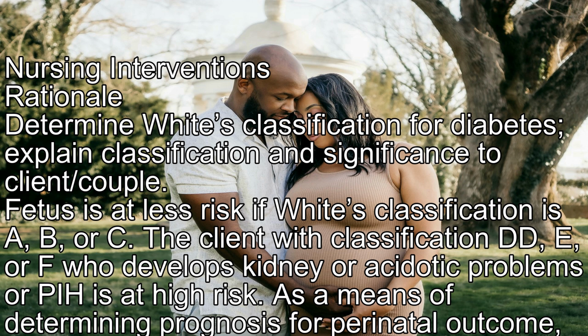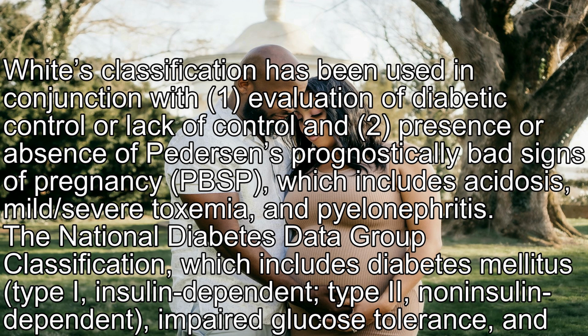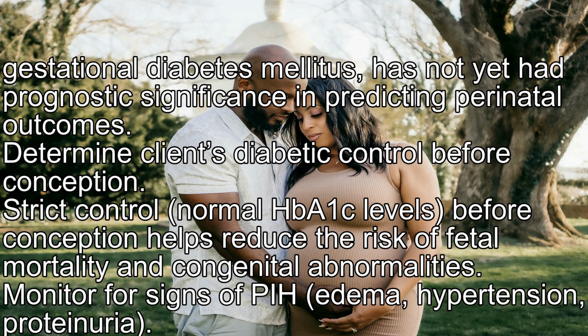As a means of determining prognosis for perinatal outcome, White's classification has been used in conjunction with one, evaluation of diabetic control or lack of control, and two, presence or absence of Pedersen's prognostically bad signs of pregnancy, PBSP, which includes acidosis, mild/severe toxemia, and pyelonephritis. The National Diabetes Data Group classification, which includes diabetes mellitus type I insulin-dependent, type II non-insulin-dependent, impaired glucose tolerance, and gestational diabetes mellitus, has not yet had prognostic significance in predicting perinatal outcomes.